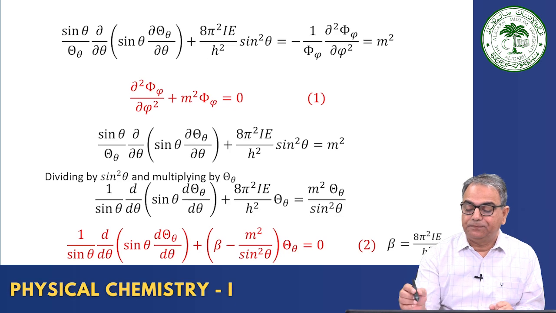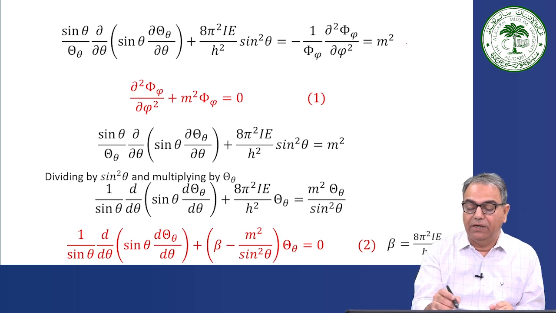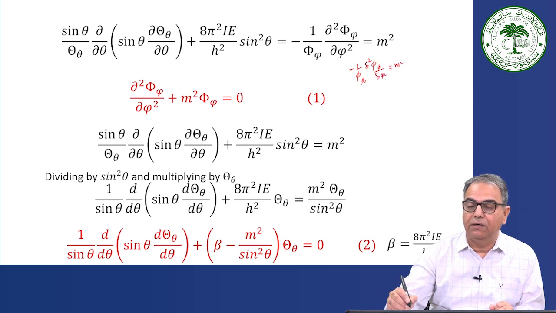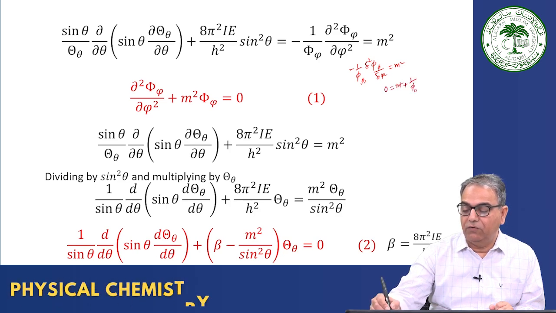You see, what this is equal to is m square. And bring this on this side, it will be positive value, and multiply by phi phi. This, how do you get? You get 1 minus 1 over phi phi del square phi phi by del phi square is equal to m square. So what you do, I bring it, I make it 0, m square plus 1 over phi phi del square phi phi by del phi square I can write.